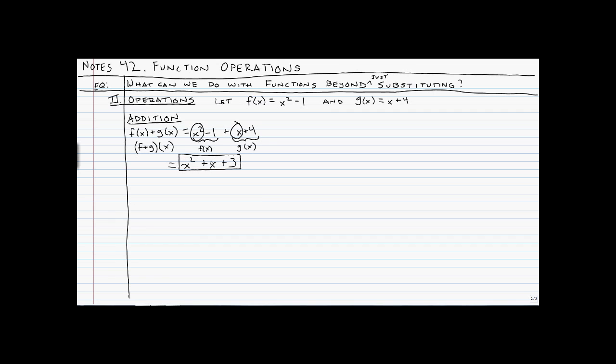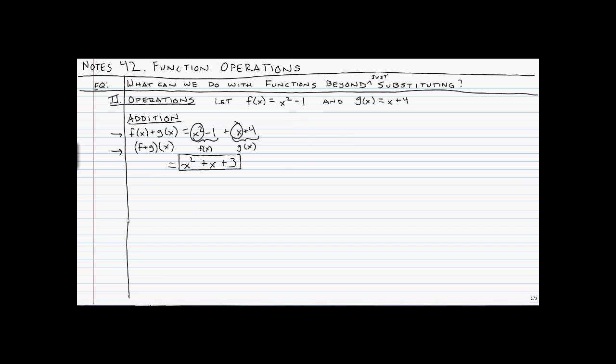It shouldn't really take that much to believe that that actually makes sense. The biggest thing to pay attention to is probably just the notation: when they say f of x plus g of x, or f plus g in parentheses of x, they're saying just add the two functions together. There's nothing really fancy here.